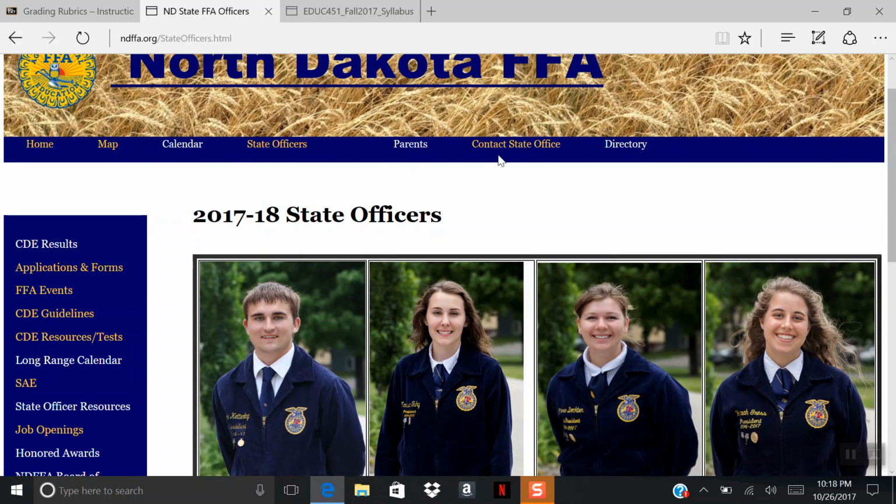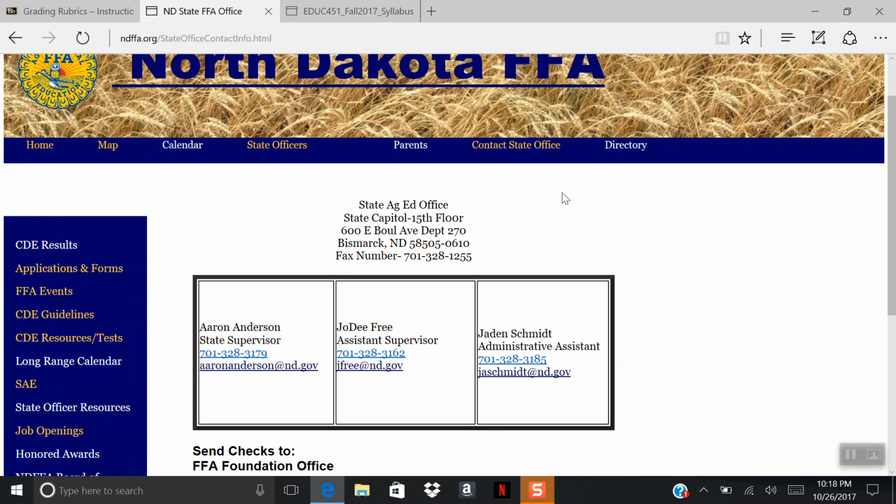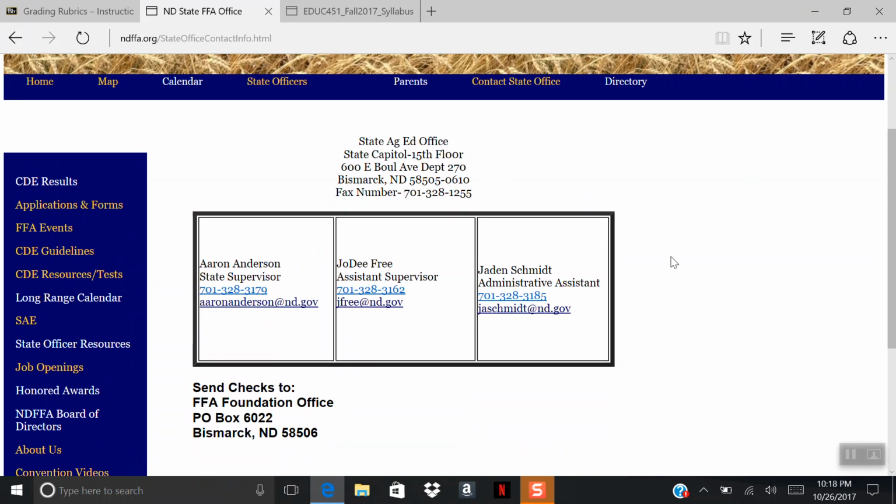This next tab on the top is contact the state office. If you have any questions at all that have to do with North Dakota FFA, these are the people, even more than myself. I know I have quite a bit of knowledge when it comes to it, but Mr. Anderson, he's the state supervisor. He is the genius when it comes to FFA in North Dakota. So any questions at all, these guys are who you want to get in contact with.